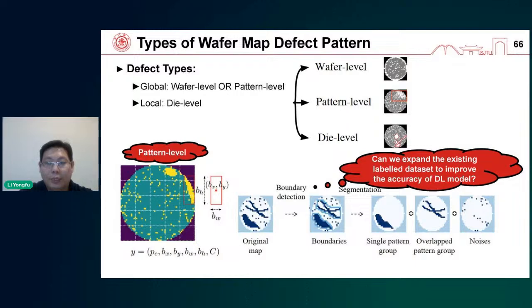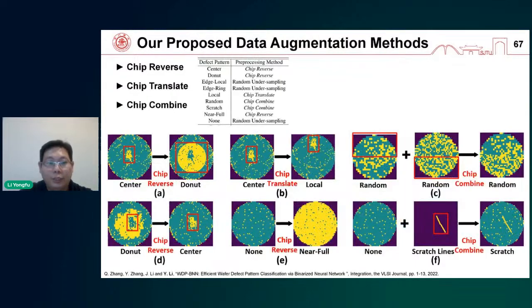The question is, can we do augmentation techniques? Yes, we do. We perform different augmentation techniques, like what we adopted earlier at the layout level. With flipping, we can usually change a center defect into a donut defect. With translations, we can shift the defects from the center to the edge, which is also a different group of defects. We can also increase the entropy by increasing the randomness or combining different random patterns, and we can do all sorts of different patterns.